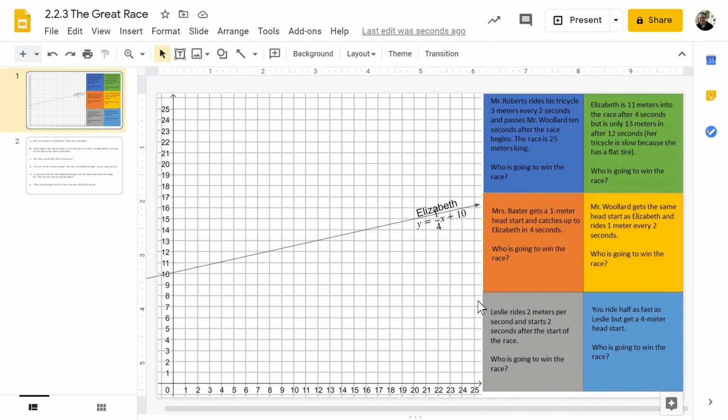So again, I think that's the weird starting point. But I think if you look at each of these and maybe different orders, you're going to be able to figure out who wins the race. And it does tell you that the race is 25 meters long today.